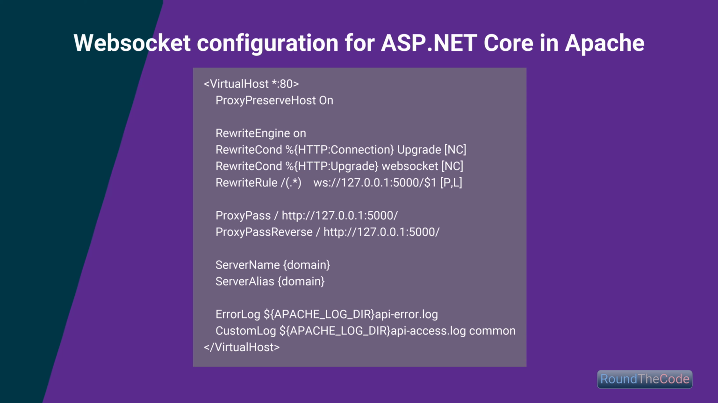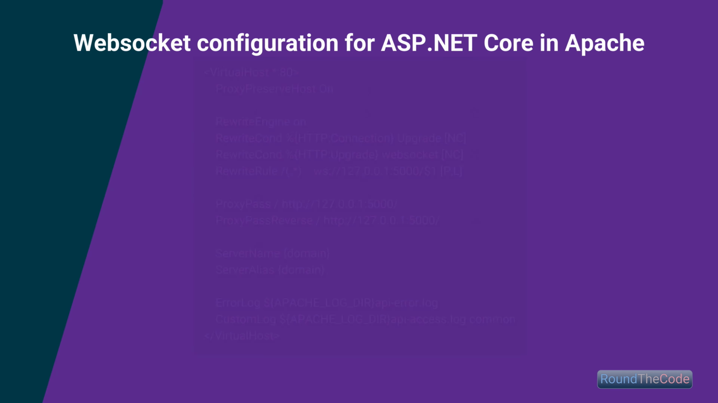One thing that video didn't show you is how to set up SignalR on ASP.NET Core. With Apache, we need to proxy the WebSocket traffic to the WS protocol on the ASP.NET Core application. To do that, we set up a rewrite rule in Apache. If the connection header is set to upgrade and the upgrade header is set to WebSocket, then we proxy the traffic through the WS protocol in our ASP.NET Core application. You can see that in the example shown on screen.